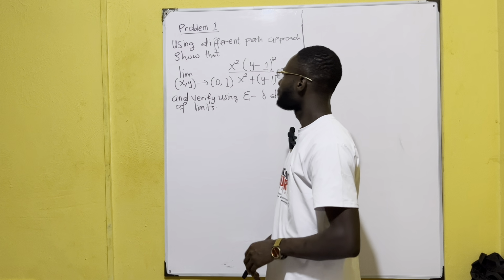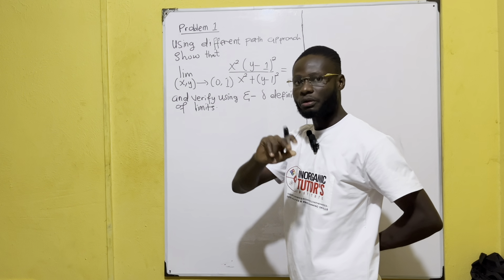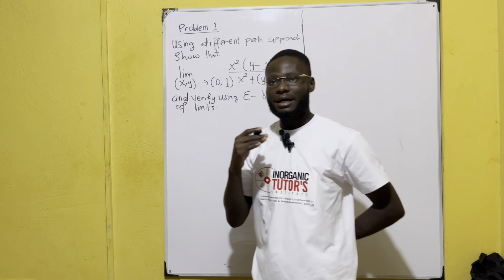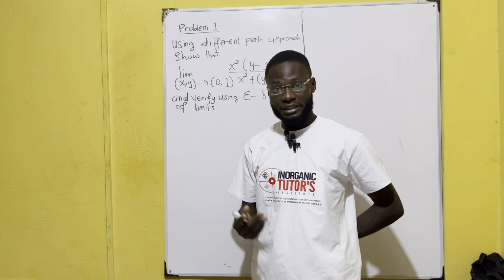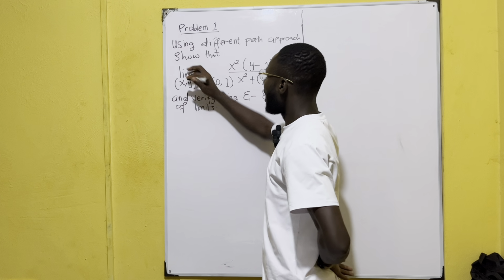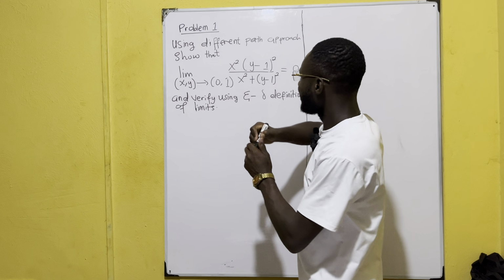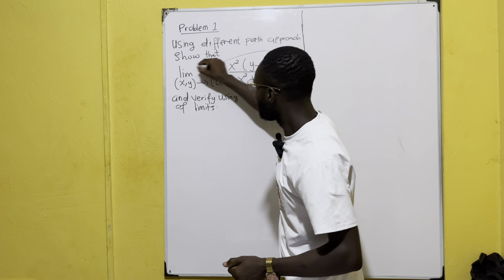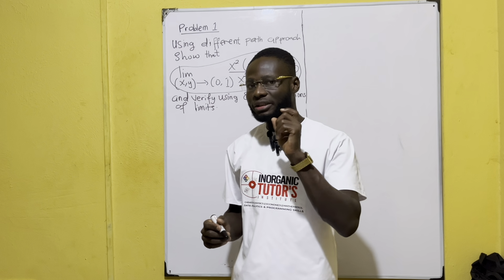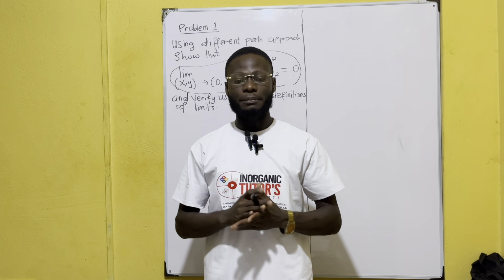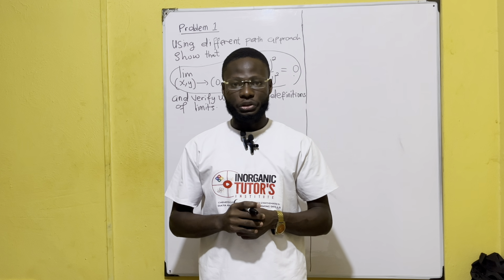Okay, so this is what we are coming to solve. This is our first problem, basically two problems, all right? One is under limits and the other one is also a limit problem, but it's kind of an application, right? So our first problem is we want to use the different parts approach to show that this particular limit is equal to 0. And then when we are done using the different parts approach, we'll use the epsilon delta definition to verify our solution.